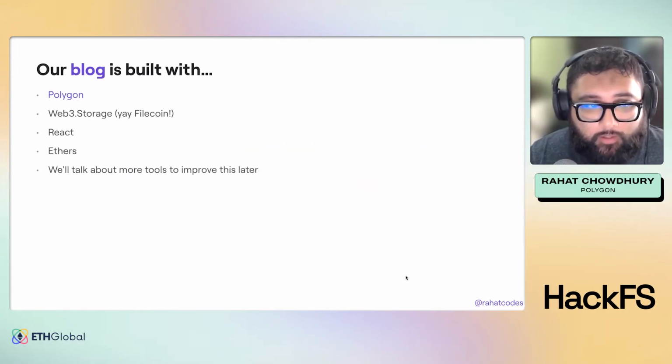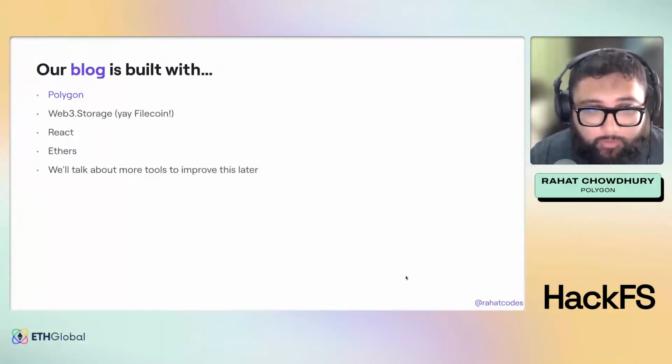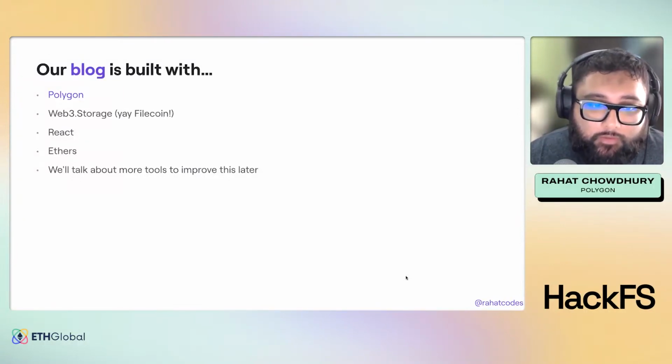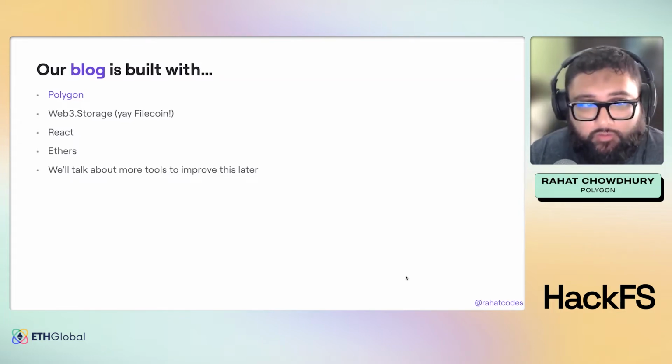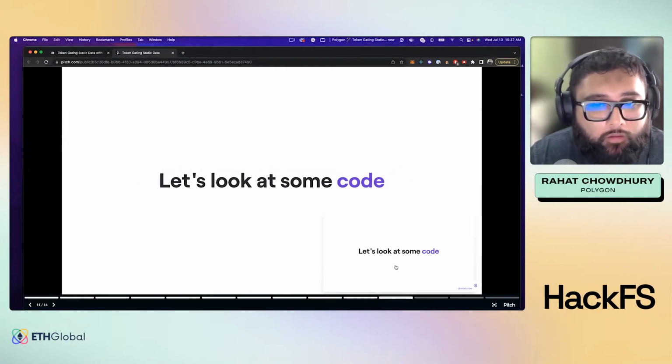So our blog is built with, like I said, Polygon and Web3 storage. We're going to look at some React code as well as the ETHJS library. And then at the end, we're going to talk about some more tools that we can use to help improve this sort of basic implementation a little bit further. For now, let's look at some code.